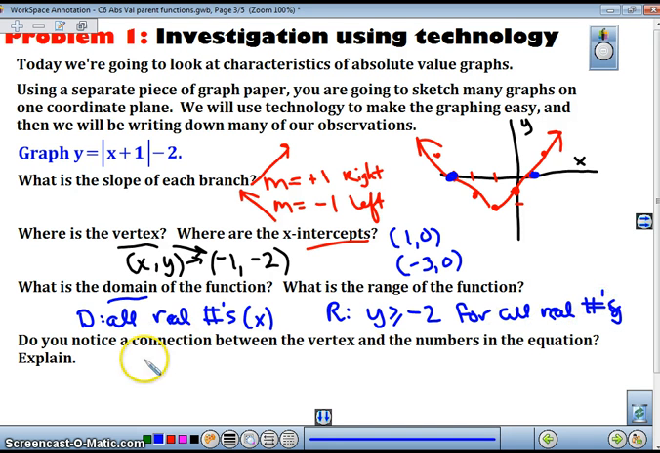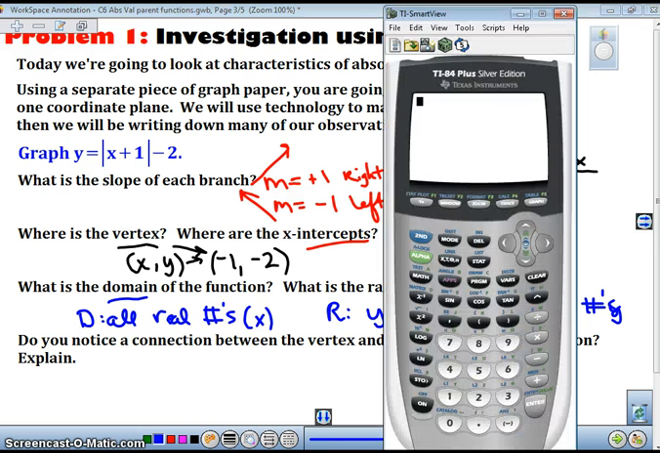It says, how do you notice the connection between the vertex and the numbers in the equation? So we're going to look at that in just a minute, but I'm going to pull up the graphing calculator because I want you to see on the graphing calculator how we'd enter this. We put it in as our y equals, and so again you always want to make sure that everything's cleared out. As you do that, we'd put in our absolute value.